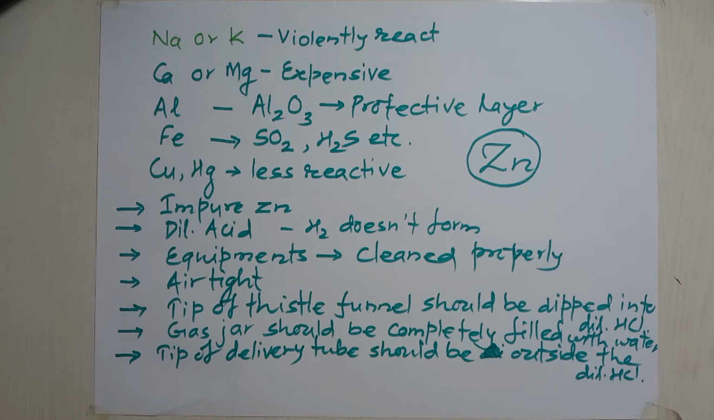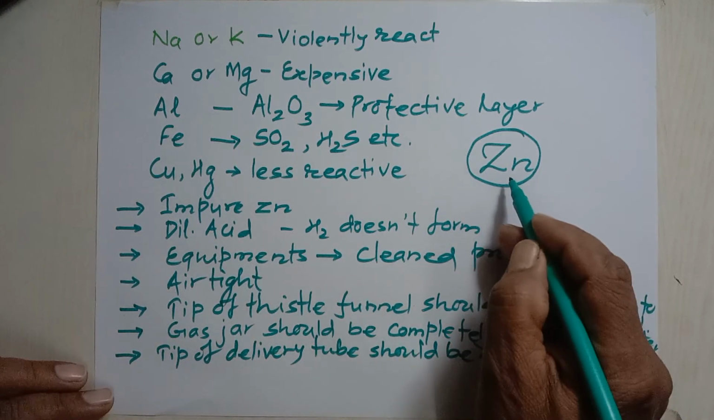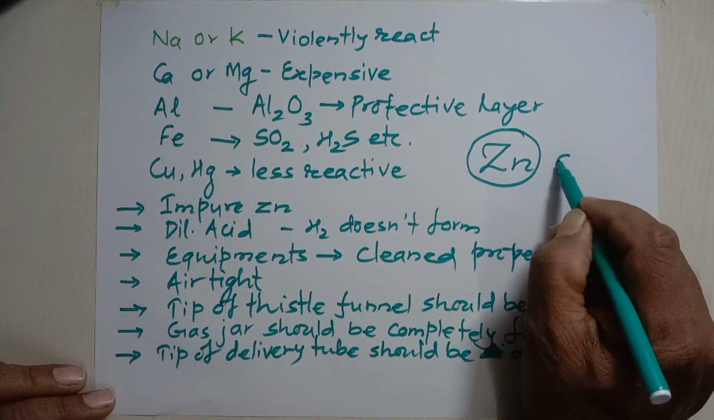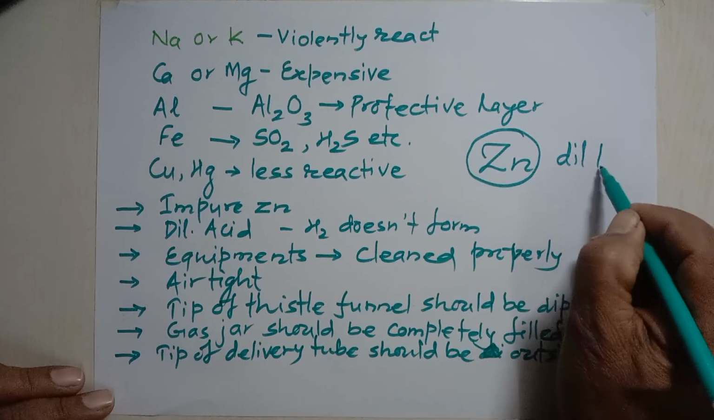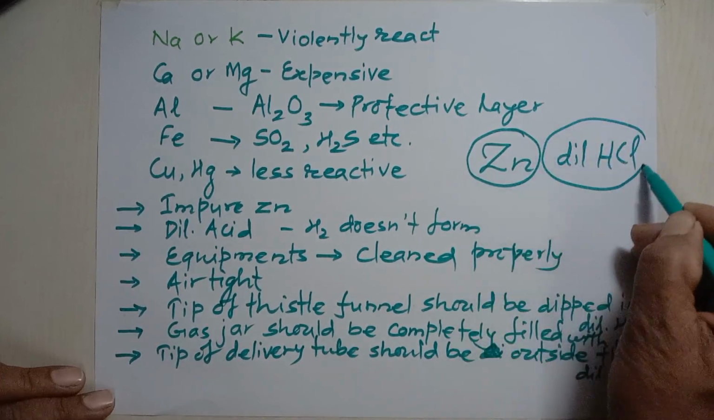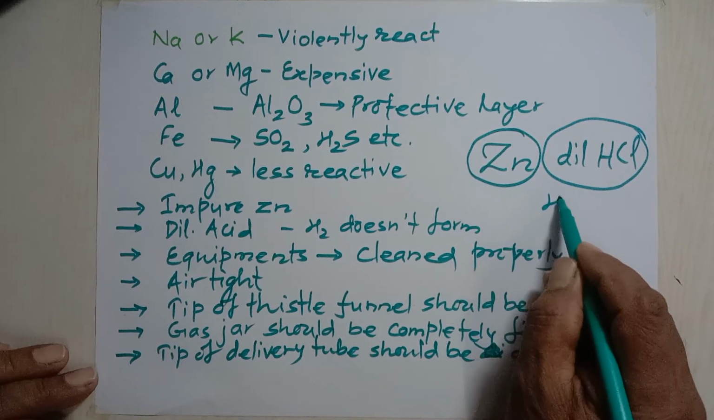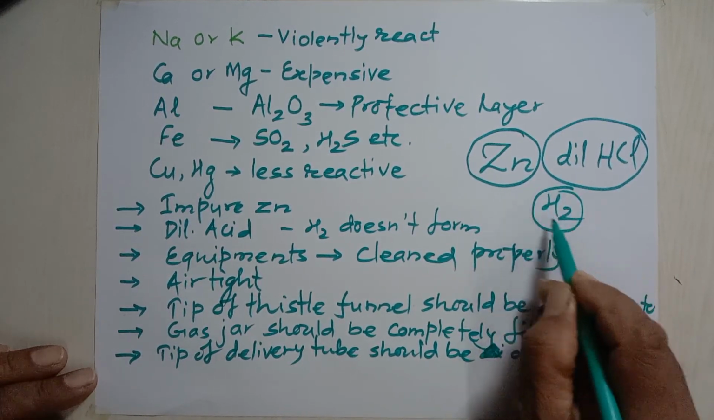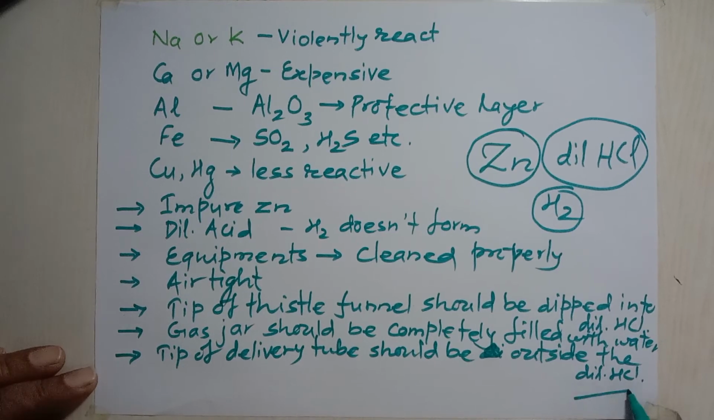Okay, today what I told you, why particularly zinc and dilute hydrochloric acid are used in the preparation of hydrogen gas in the laboratory. Okay, this much for today.